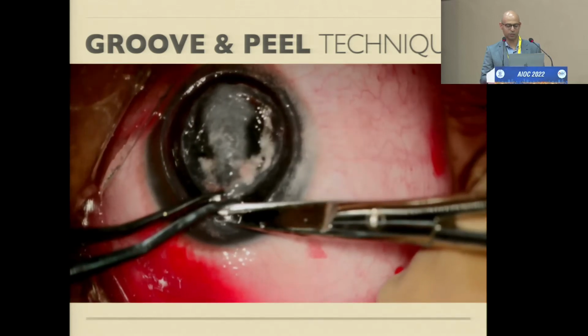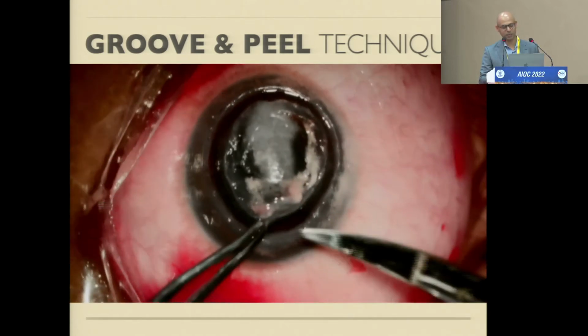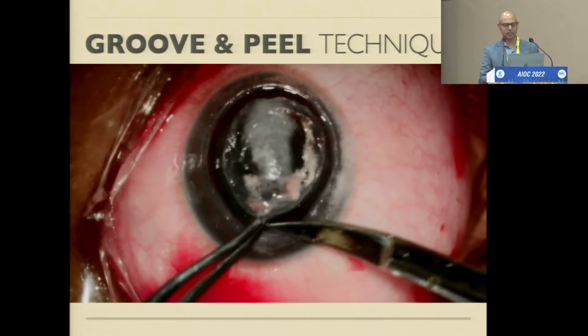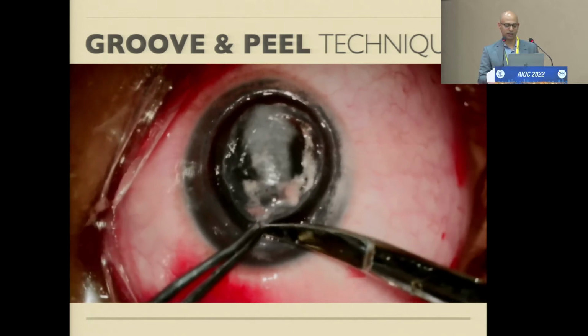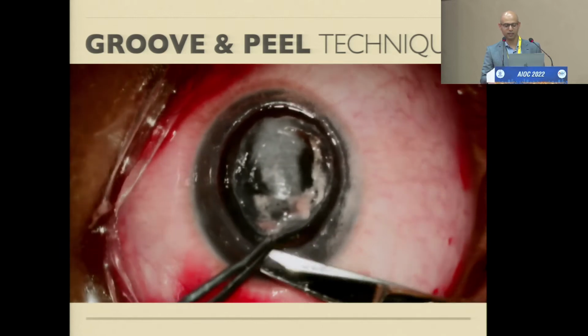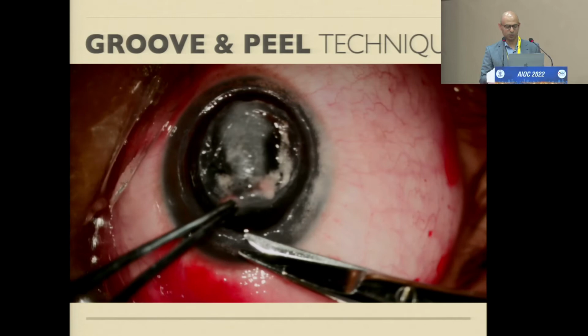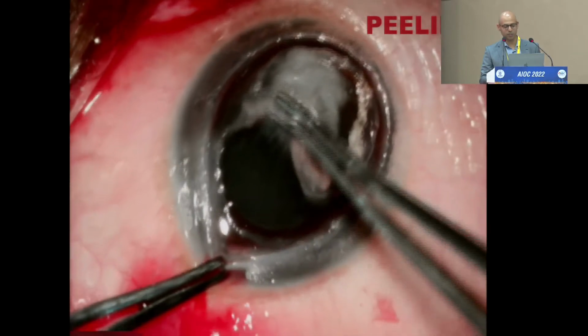You keep doing this till you start seeing that glassy Dua's layer, which is the pre-Descemetic layer. Once you've seen that, expose about 2-3 clock hours. At this stage, one could do a paracentesis to make the anterior chamber a little softer and reduce the chances of a perforation. So you can see about 2-3 clock hours has been exposed.